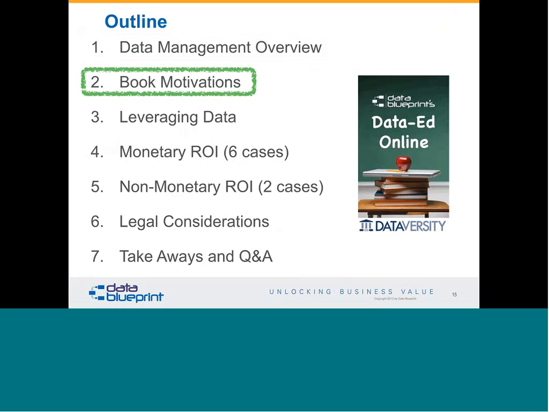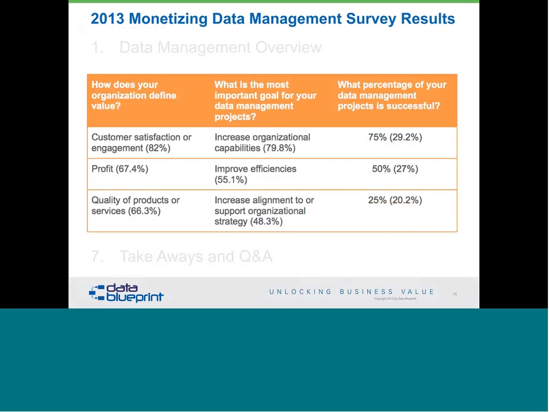Let's talk a quick little bit about the book motivations, and I'm going to be engaging you all in the audience out there a couple of times today because we do measure things. We are, after all, a data organization. And we've asked questions over time, like what percentage of your data management projects are successful. These are some numbers from our 2013 survey. You can see here that organizations define value in different ways. Some define it with customer satisfaction and engagement, profit, quality of services. All of these things are okay. There is no right answer. But then what are the most important aspects that go into this?